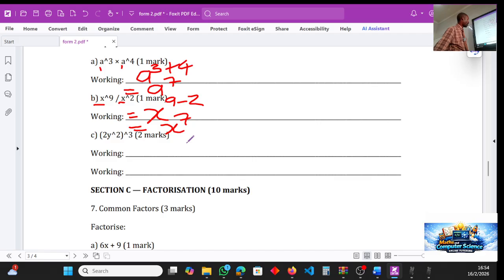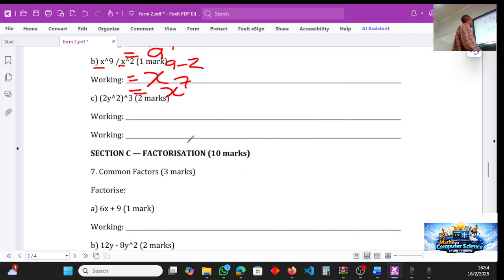Then on C, we have the third law, which says we have a power raised to another power. So this power will multiply all the powers inside. I'm having 2y squared all to the power 3. Where we don't see a power, it means the power is 1 there. So when the 3 opens the bracket, it will be multiplying the exponents.